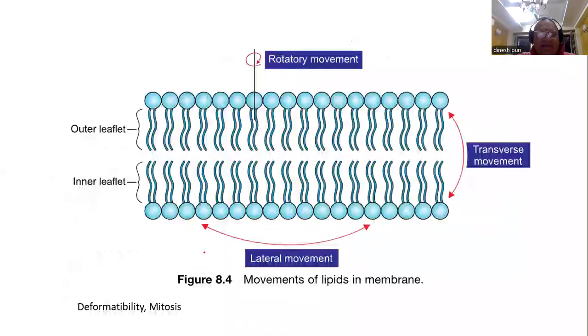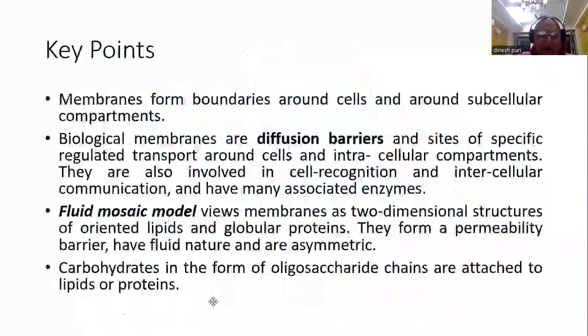because I have repeatedly talked about the fluid nature of the membrane. Within the membrane, lateral movement is possible. This lipid can go here, here, here. Just like in a busy mall or metro station, people are traveling in all directions, but not all directions. Movement from one leaflet to another is not possible. Its role in deformability, mitosis, we'll be talking about later on.